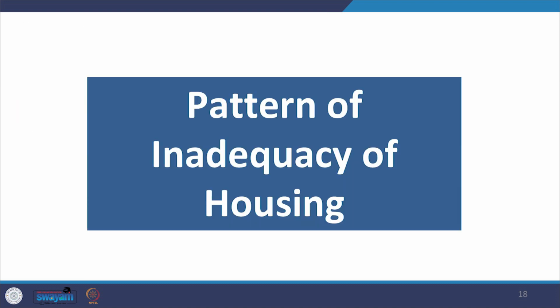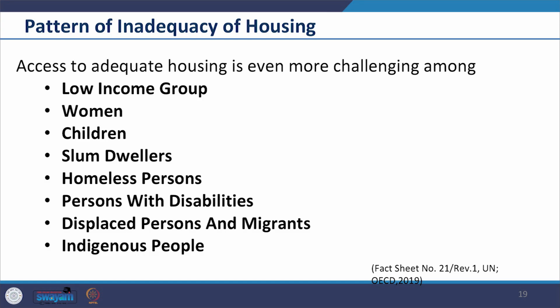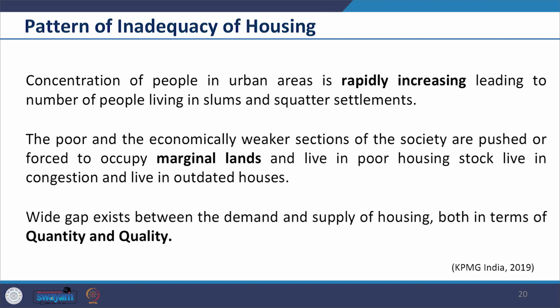Now, looking at the pattern of inadequacy of housing. Access to adequate housing is even more challenging among low-income groups, women, children, slum dwellers, homeless persons, persons with disabilities, displaced persons and migrants, and indigenous people. As we have already seen, the concentration of people in urban areas is rapidly increasing, leading to a large number of people living in slums and squatter settlements. We are noticing in our cities skyrocketing prices of land and real estate. We are seeing that the poor and the economically weaker sections of society are forced to occupy marginal lands, and live in poor housing stock, in congestion, and in outdated houses.